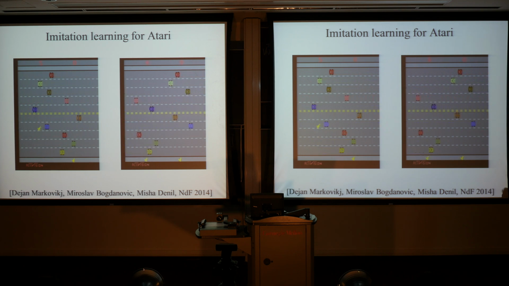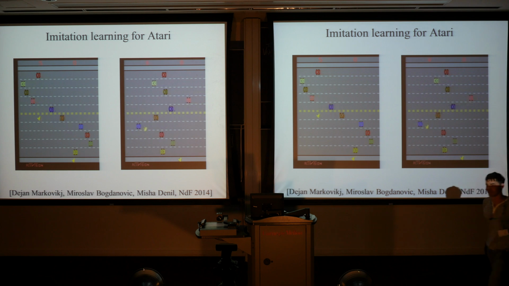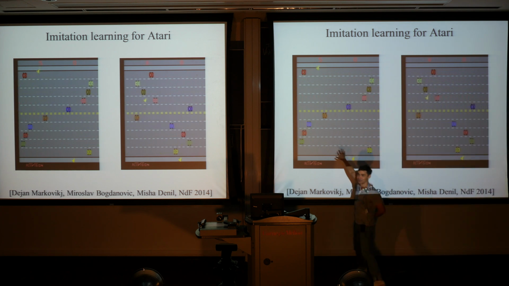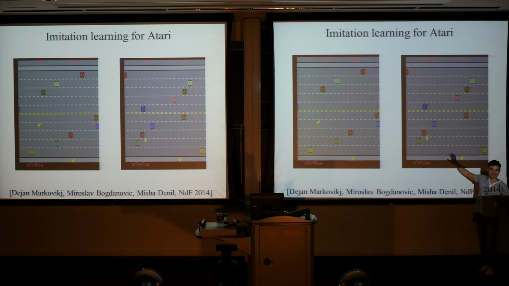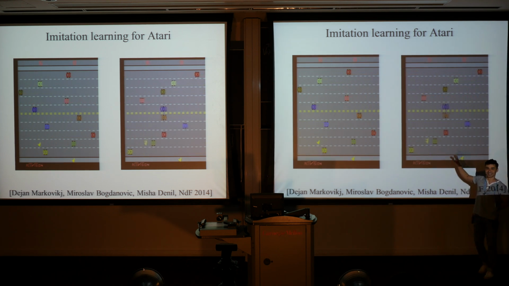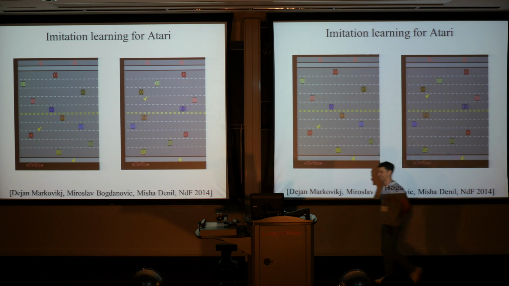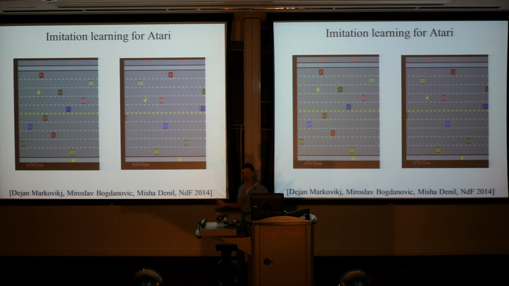Okay, so which one is human, which one is machine? How many people think this is the human? How many people think this is the human? All right, they're both machine. Just the machine learned from different experts, thereby passing the Turing test.